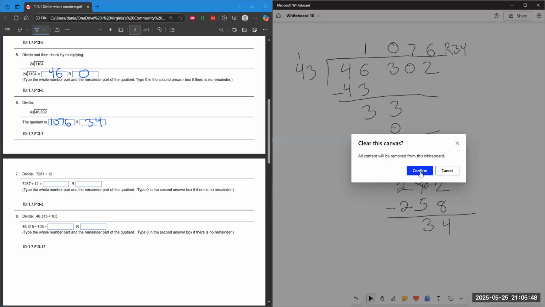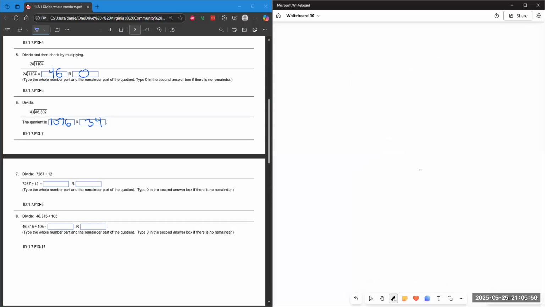Now at number 7, and that is 7287 divided by 12. So we're going to put 12 as our divisor on the outside. 7287 is what's called our dividend, that's on the inside. And we're going to look for our quotient, which is our answer that's up top. It's the whole part, and our remainder.